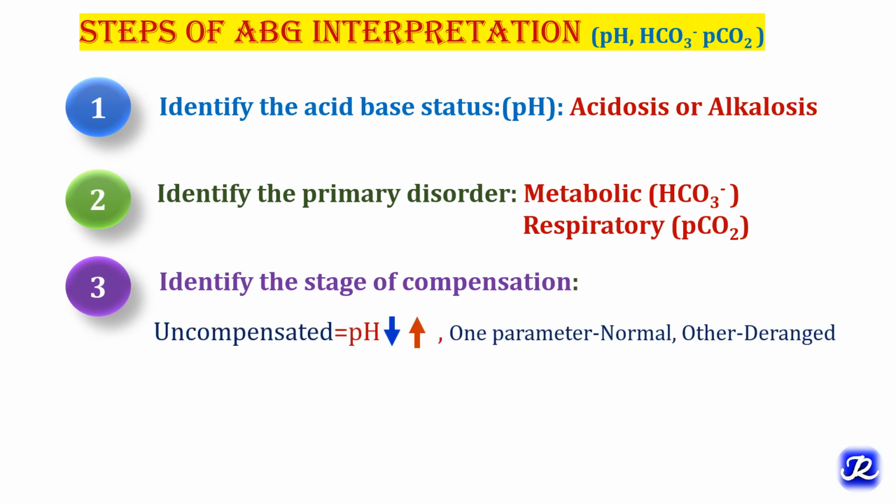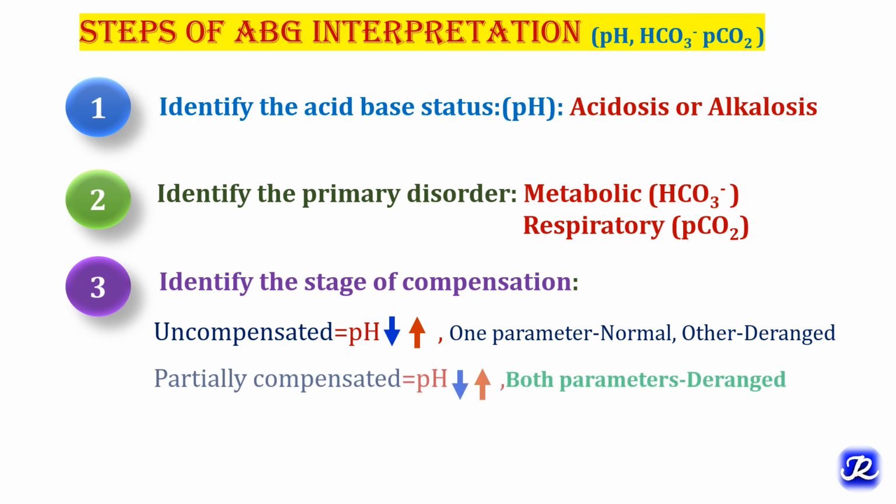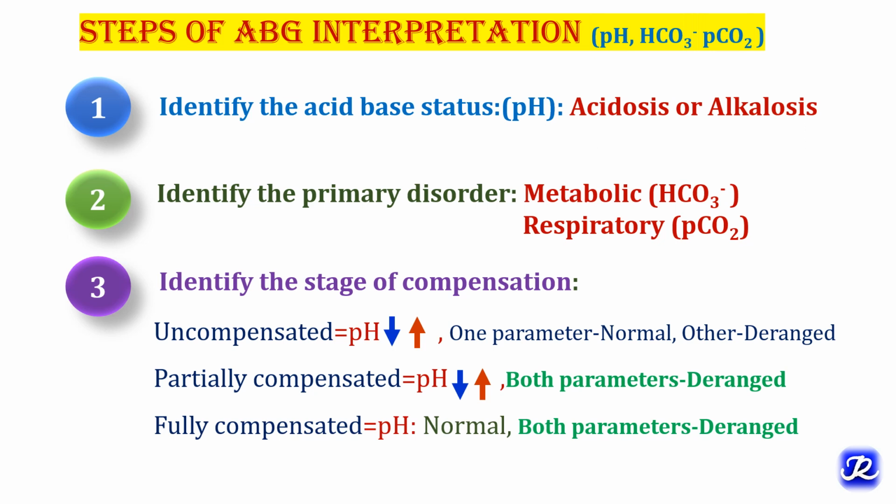If the disorder is in uncompensated state, pH is either decreased or increased. One parameter out of bicarbonate and partial pressure of carbon dioxide is normal and the other is deranged. In partially compensated state, pH is not normal and both parameters are also abnormal, they are deranged. In fully compensated state, pH is normal but both parameters are deranged.